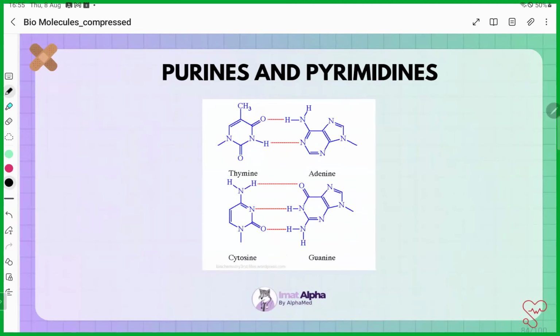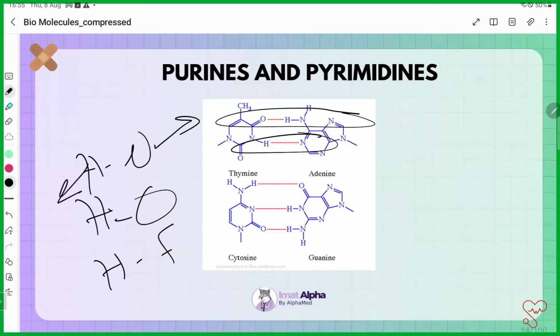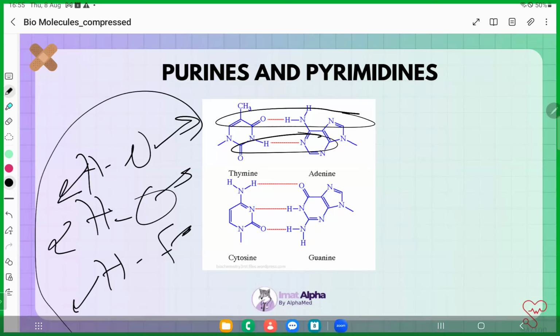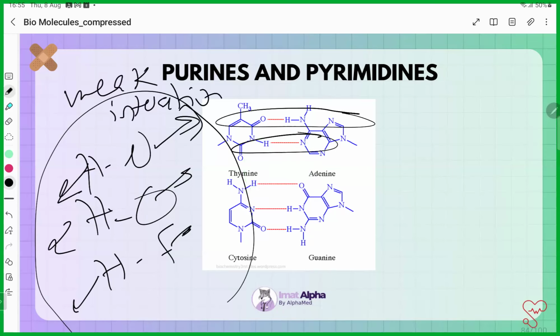So as we said, T and A, as we spoke yesterday, have two hydrogen bonds. And as we said, hydrogen bonds occur between H and O, between H and F, and between H and N. A high electronegative atom and a low electronegative atom. High, low, high, low. And these interactions are very weak interactions, the hydrogen bond, I mean. Cytosine and guanine, they create three hydrogen bonds.